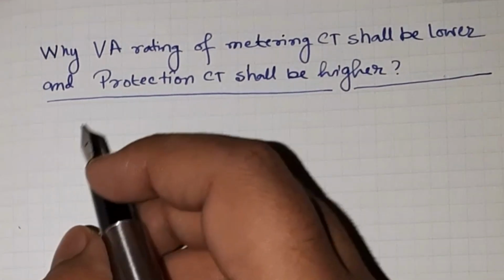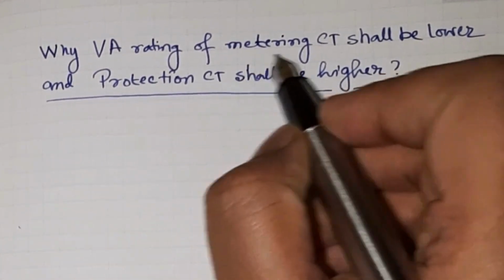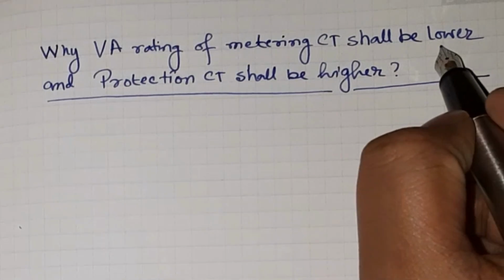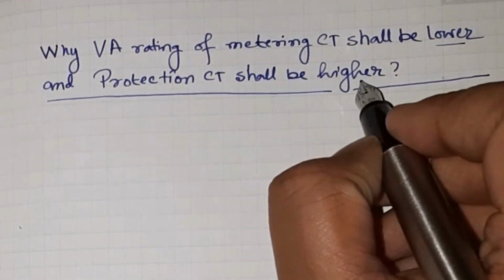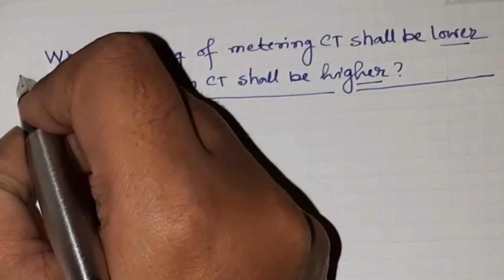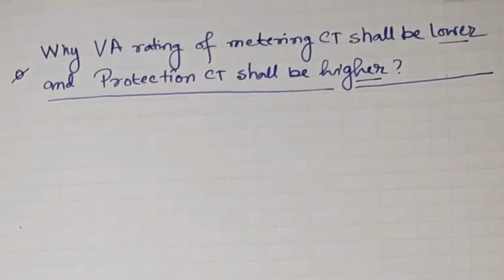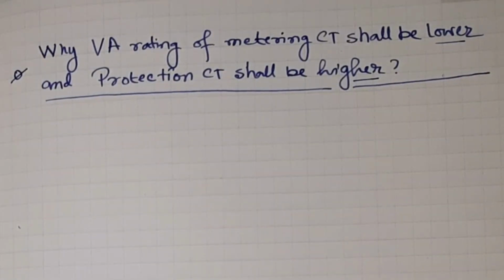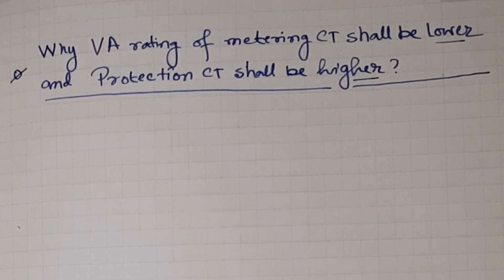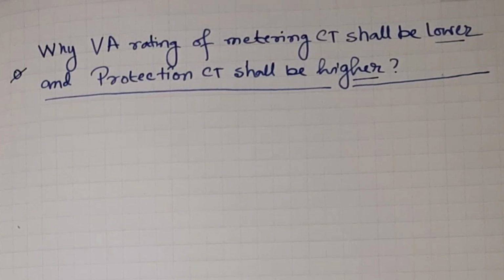So you can see that today our topic is why the VA rating of metering class CT shall be lower and protection class CT shall be higher. I already made a video on how the actual accuracy limit factor and instrument safety factor are calculated, and what the relation is between the CT burden and the ALF and ISF. In this video we will explain how it actually impacts. Okay, so let's begin the video.